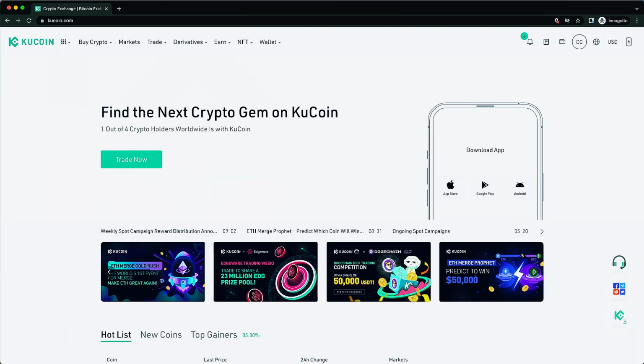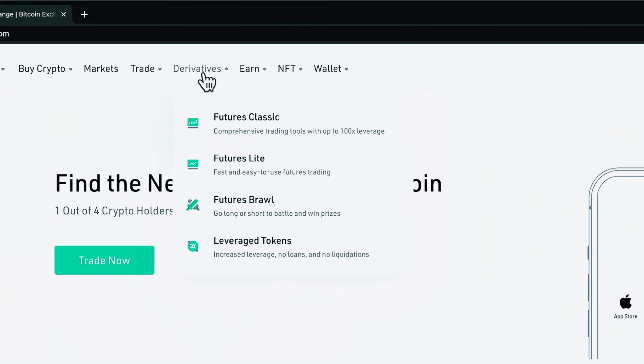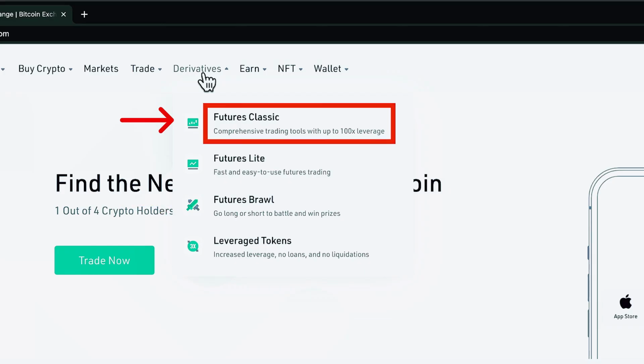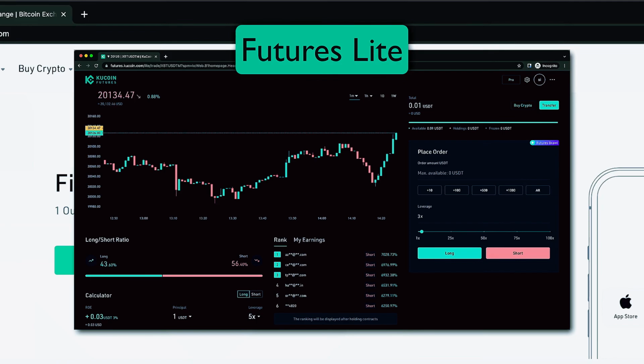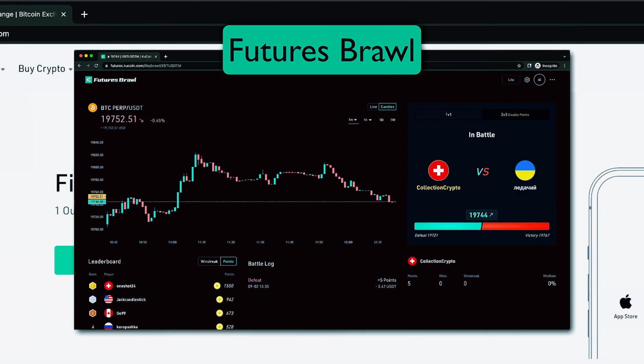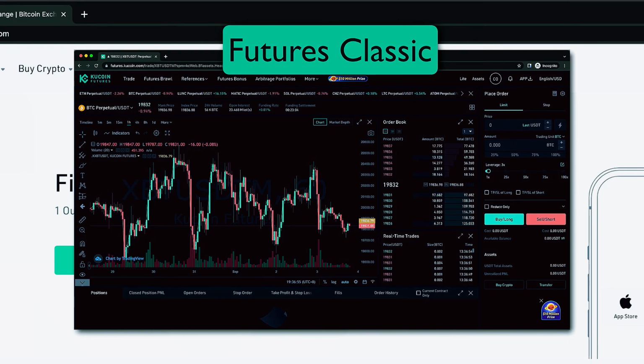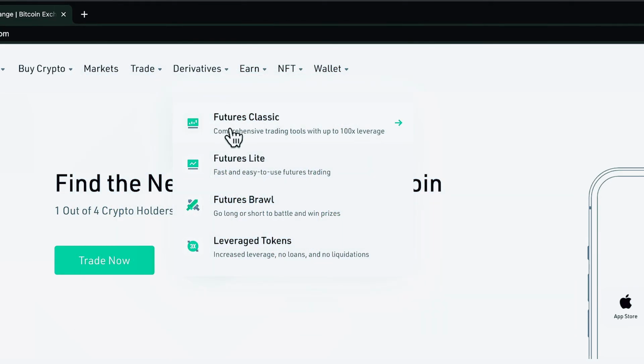First thing we're going to do is log into our KuCoin account. Once logged in, we're going to go to Derivatives on the top menu. Here we have some different options: Futures Classic, Futures Lite, and Futures Brawl. If you're serious about trading futures, then Futures Classic is what you're looking for. Futures Lite is just a simplified and very limited version of the Futures Classic trading interface. And Futures Brawl is basically a game that you can play against other KuCoin users, betting on if a price will move up or down. In this video, we'll look at Futures Classic, as this will give us all the features we need to trade futures. So let's click on Futures Classic.